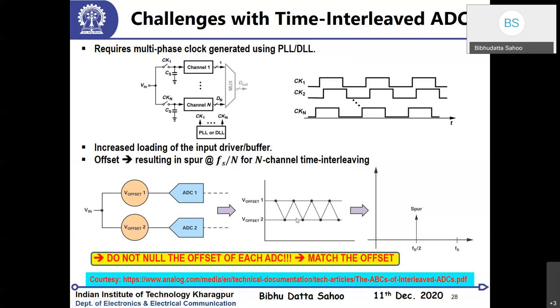So the solution is, do not null the offset of these two. This would give you a big problem in the receiver design, in an RF receiver, because what if there is a DC signal that you need to digitize? So do not null the offset. Instead, match the offset of the two things. So this is an important aspect. Okay. So matching the offset is better than nulling the offset. So the effort should be made to match the offset.